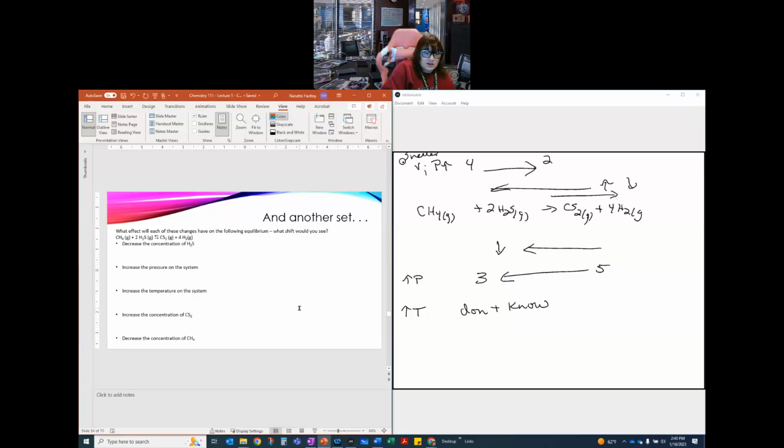Okay. If I increase the concentration of CS2, then I'm going to go back to reactants, okay, because I've now made more product. And if I decrease the concentration of CH4, I'm going to get the same shift, okay? So remember, we can add things or take things away. There are ways that we can do all of those things. So we need to be able to predict what's going to happen when we make those changes, okay?